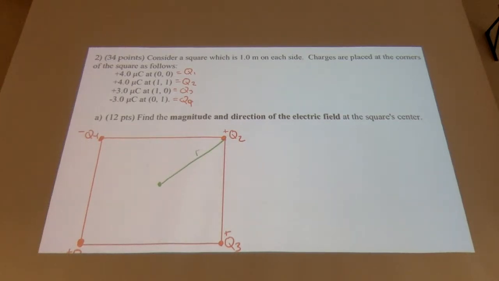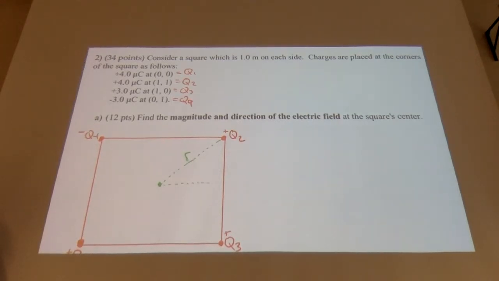This is distance r. Let me make that a dotted line just because we're going to be drawing in some vectors in a second. I don't want to confuse it. So this is distance r. It is the same in all four directions. So let's just write it in one direction and do the math.